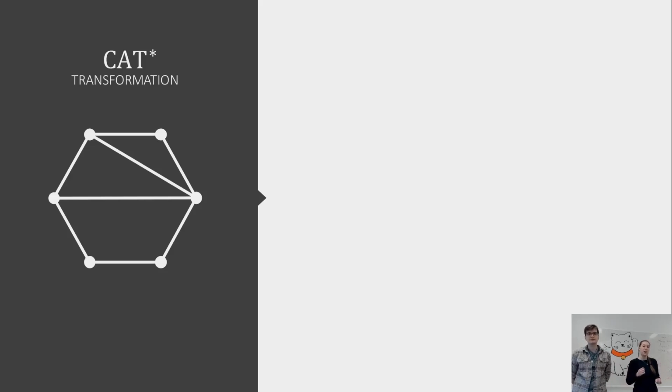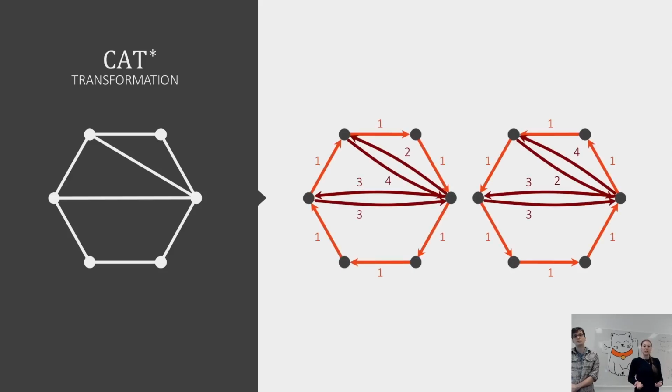And the CAT star transformation is based on a very old result from the 1980s by Colbourn and Booth. And what they found out is that because each block has a unique Hamiltonian cycle, you can basically encode the whole graph into a so-called Hamiltonian adjacency list sequence. And this uniquely identifies the biconnected outerplanar graph. So what we do is we try to encode this sequence into this transformation.